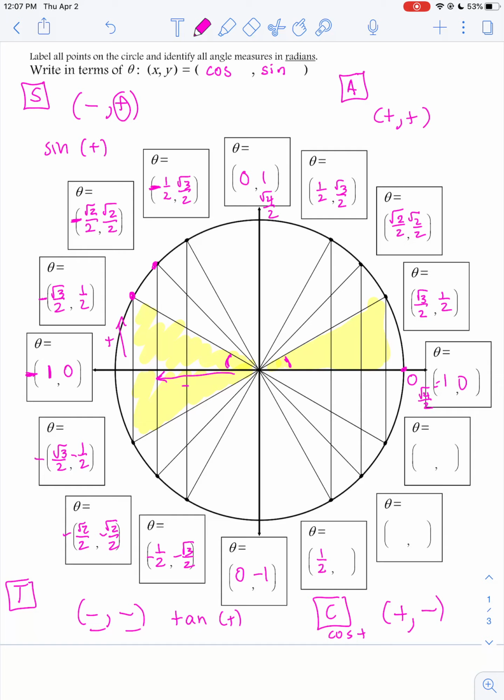Okay, in the fourth quadrant, you see that all the x values for these points should be positive and all the y values should be negative. So I'm going to put negative signs for the y values. At this point, you should know that this is radical 2 over 2. And then lastly, we end with radical 3 over 2 and then 1/2.